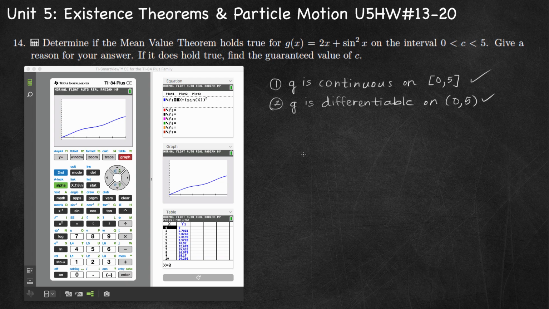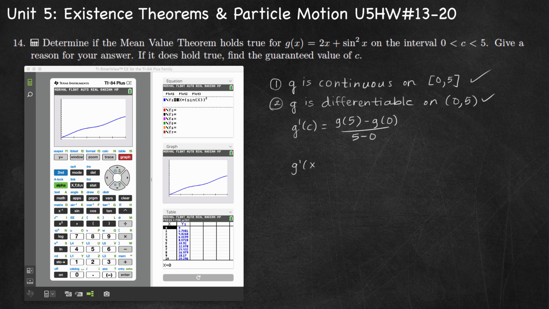Now we're asked to find the values of c guaranteed to exist by this theorem. This theorem guarantees that somewhere g prime of c is equal to the average rate of change of g on our interval, so g of 5 minus g of 0 over 5 minus 0. We're going to find g prime of x, find the average rate of change, and then set those equal to each other.